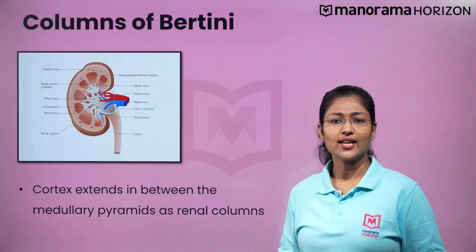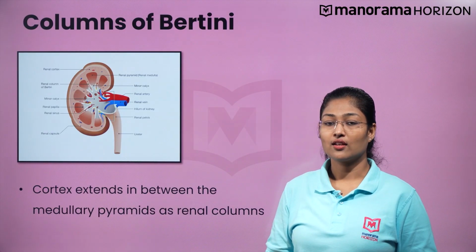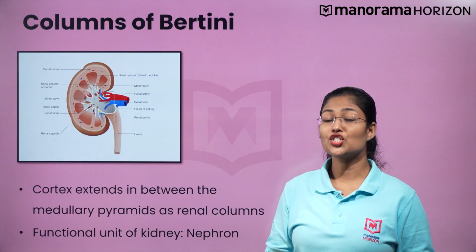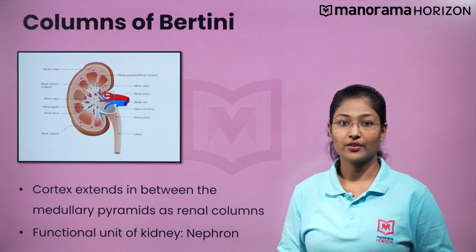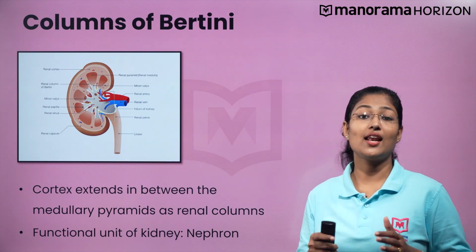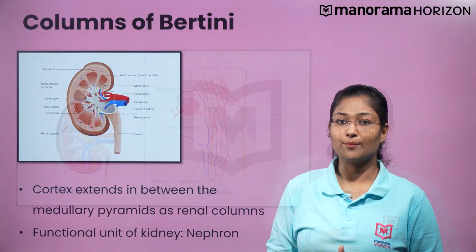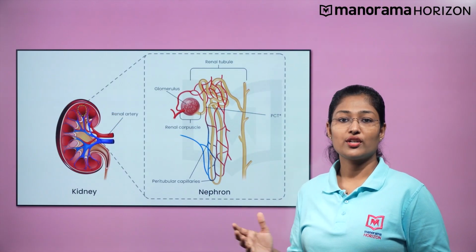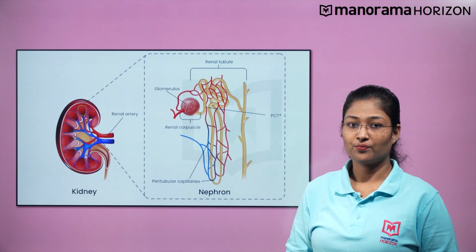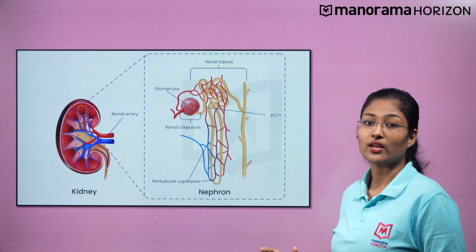Inside each kidney, nephrons are seen. Nephrons are the functional unit of the kidney. That's all about the general account of the structure of a kidney. Now, we will learn about nephrons and their structure. The nephron has two regions.